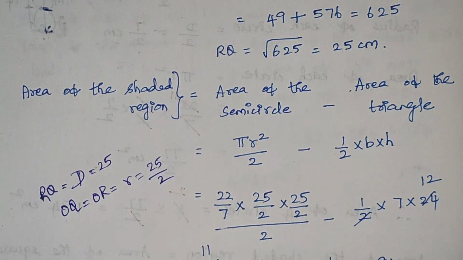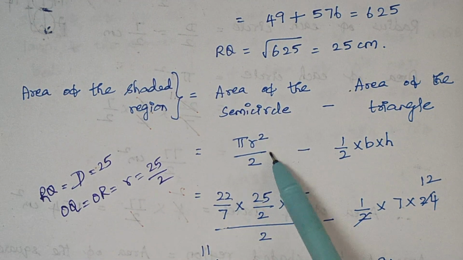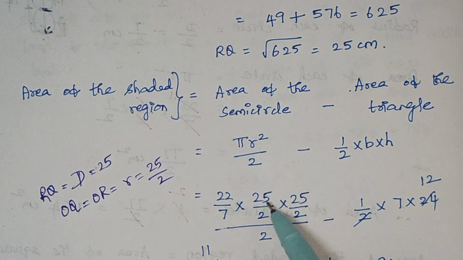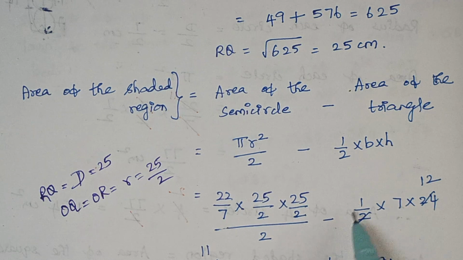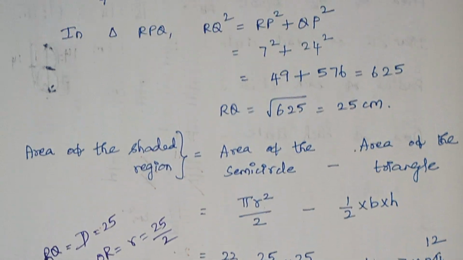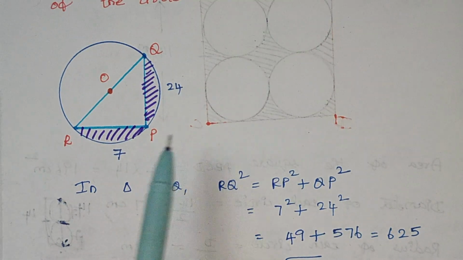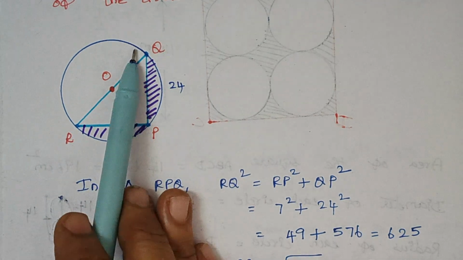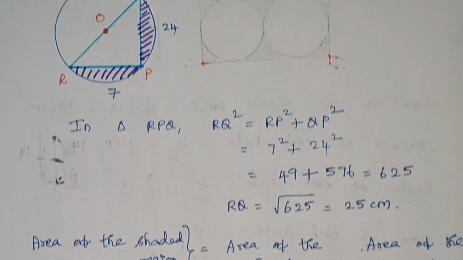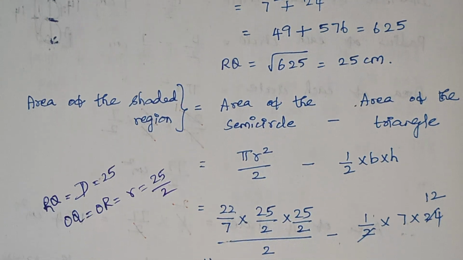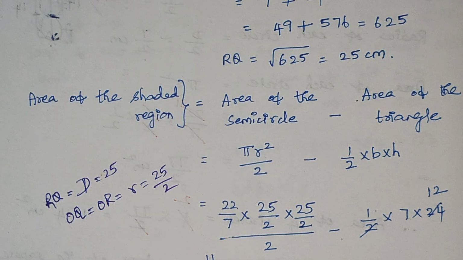So just substitute the value here. R is 25 by 2, so R square is, and here we have two terms, minus half B into H. When you look at this triangle, you see this is B and this is H. So 7 into 24, that is 1 by 2 into 7 into 24.